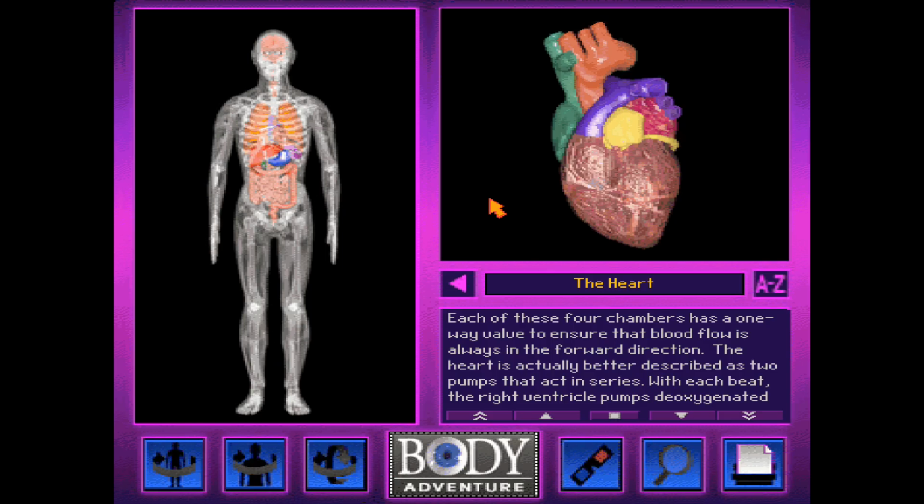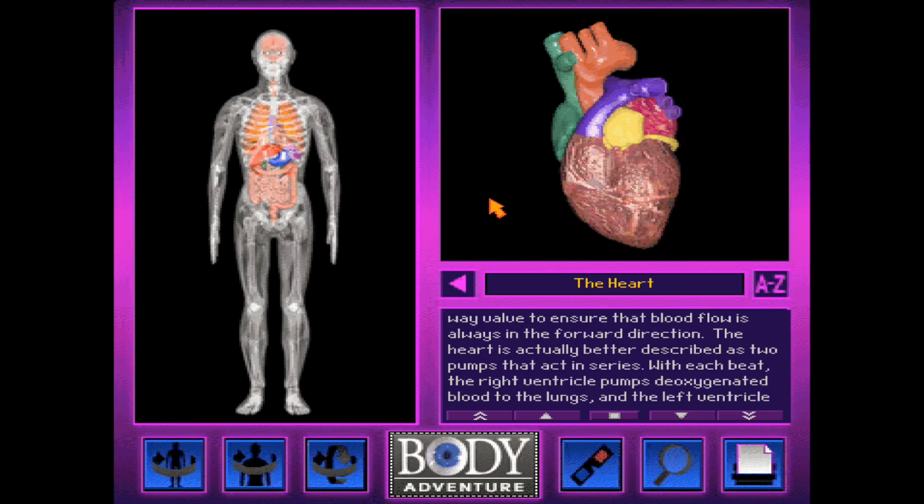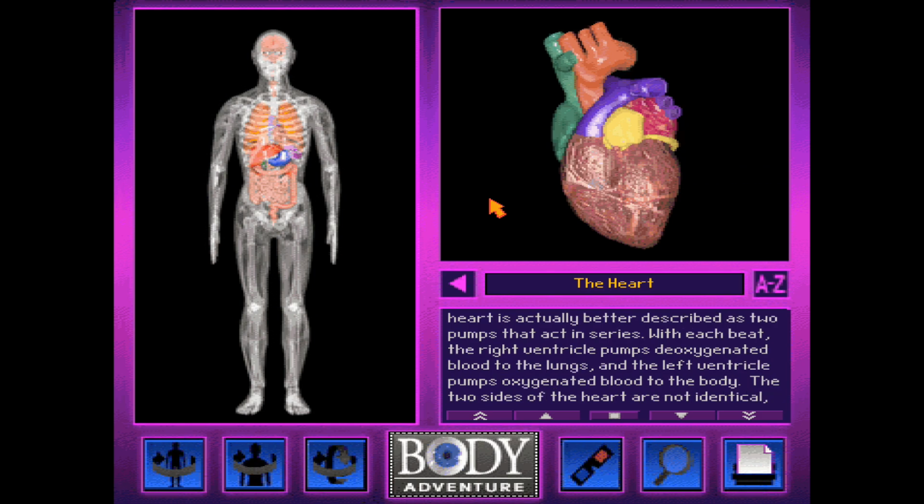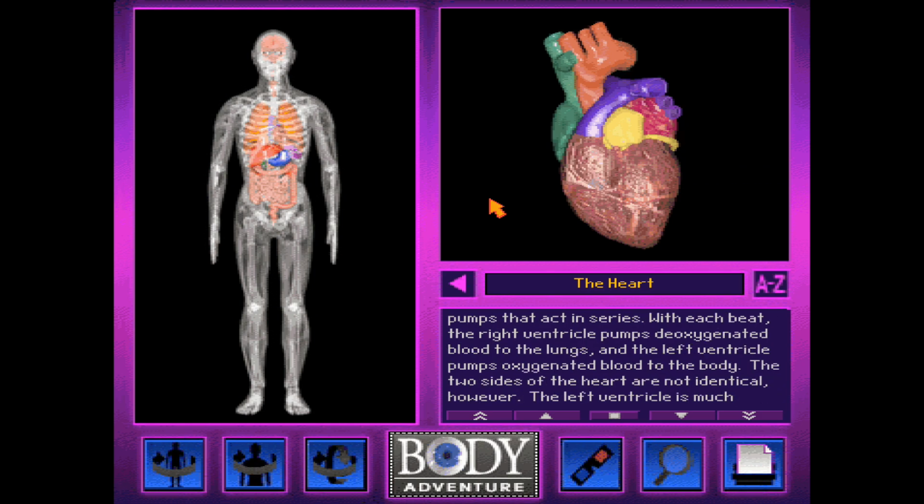The right and left sides of the heart act in series. With each beat, the right ventricle pumps deoxygenated blood to the lungs, and the left ventricle pumps oxygenated blood to the body. Now see if you can cure all the patients faster.